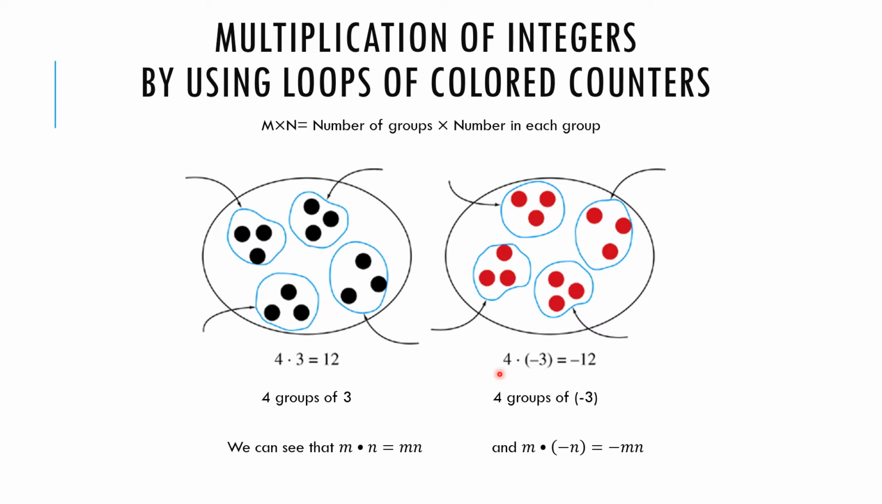Well, for 4 times negative 3, we still have 4 groups. They're coming together. But inside each group now I have a negative 3. So I need those red counters. And if I add them all up, I can see I have 12 red chips, which is negative 12. Okay? So we can see when we multiply together a positive and a positive, we wind up with a positive. And when we multiply together a positive and a negative, we wind up with a negative.